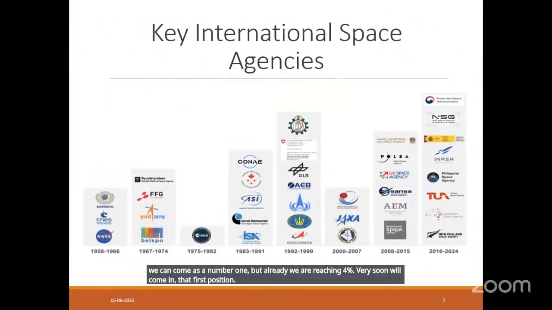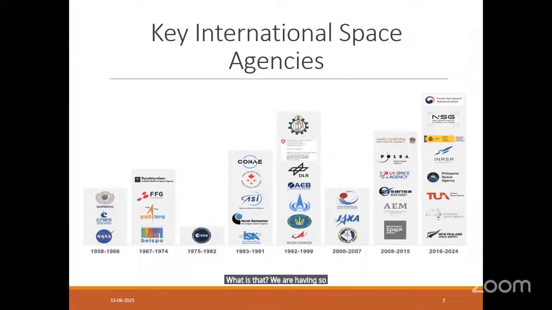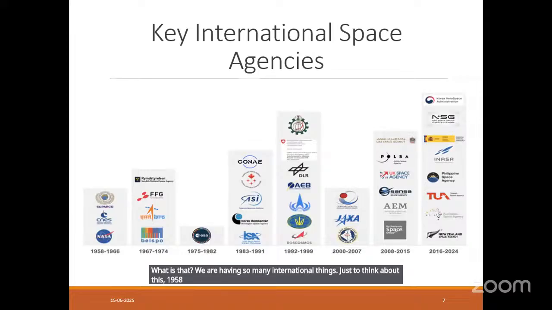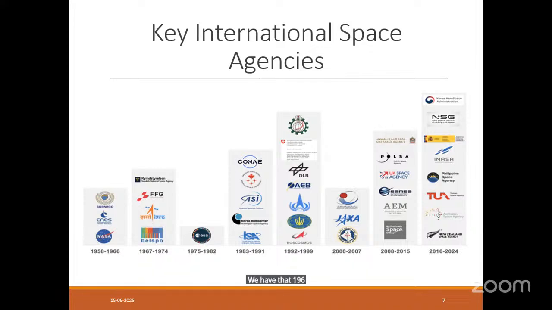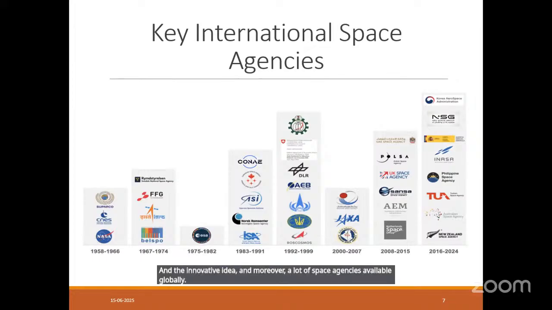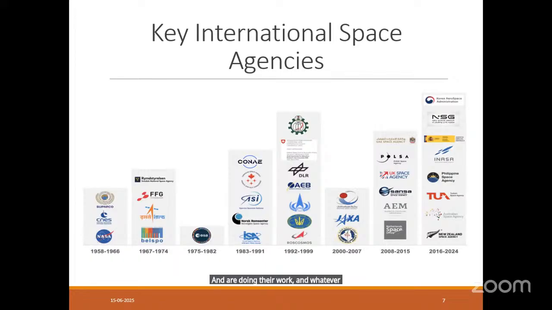We have so many international things. Just think about this: 1958 to 1966 is when they started NASA. Now we are reaching that. We have 1967, thanks to the scientist Vikram Sarabhai and, most recently, Dr. Abdul Kalam ji. So we have a lot of ideas and innovative ideas, and a lot of space agencies are available globally. All are doing their work, and whatever their country needs, they are doing a lot.